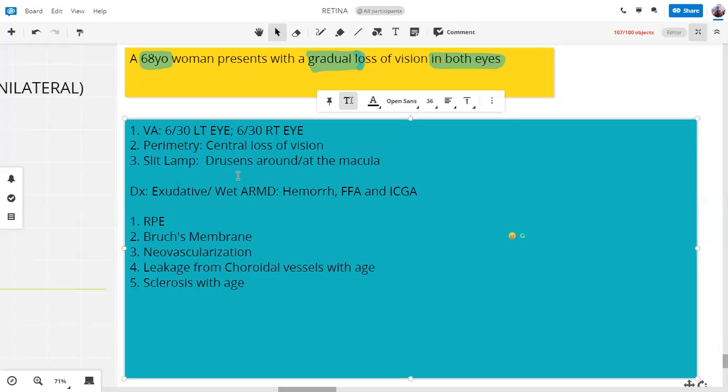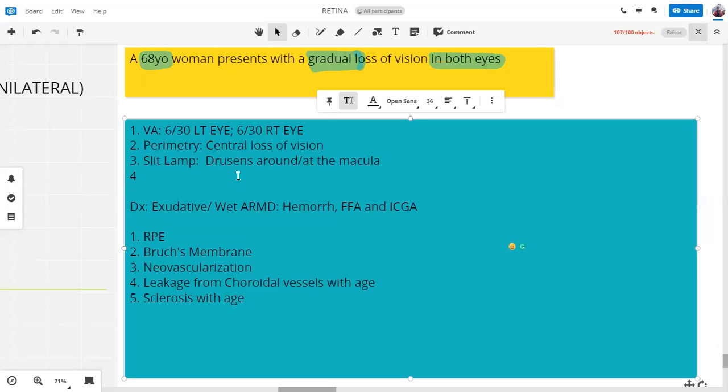Any other investigation you would want to do? FFA and OCT? OCT, okay, you have done the OCT. Now in the OCT you do not see any fluid as such. No fluid or exudate at the RPE or at the macula, between the RPE and the pigment epithelium, beneath the pigment epithelium, or in the choroid vessels. There is no fluid or exudate.